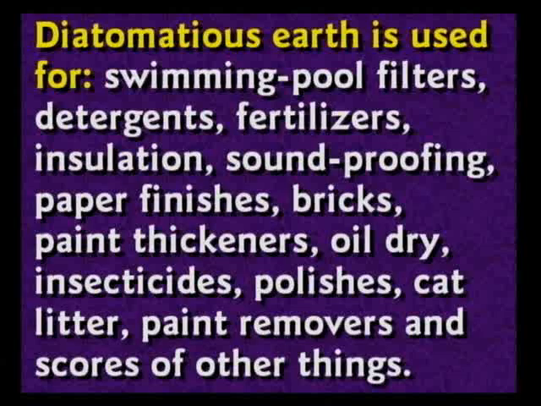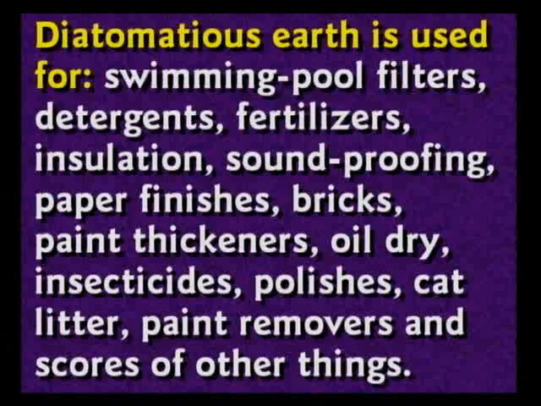Diatomaceous earth is used for swimming pool filters. It's used in detergents to clean your clothes, for fertilizers, insulation, soundproofing, paper finishes. They will mix diatomaceous earth in with the slurry of wood chips and it makes the paper have a slicker surface. When they make paper, there's diatomaceous earth in there. Soundproofing, oil dry, paint thickeners, polishes, cat litter, the white crystals you put out for the kitty, that's diatomaceous earth. Paint removers, and scores of other things.